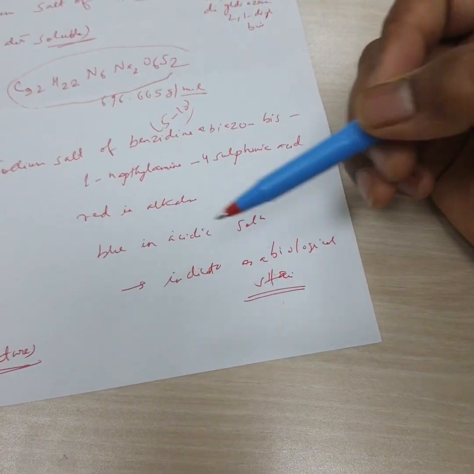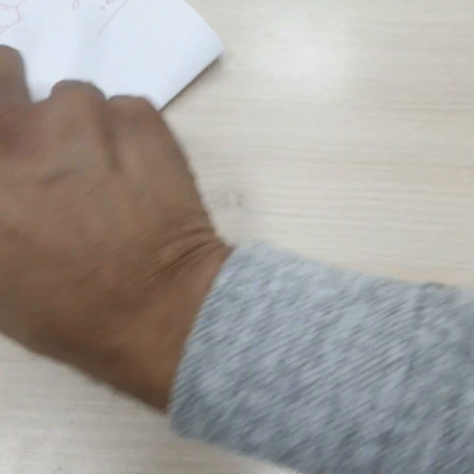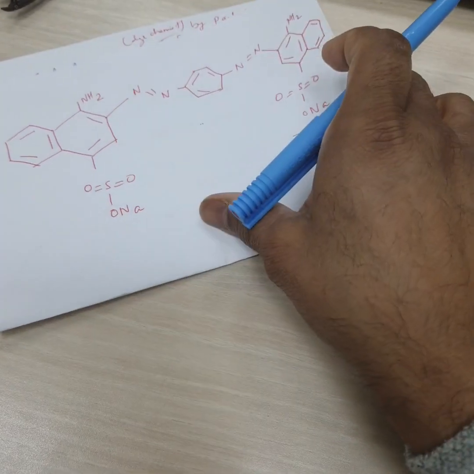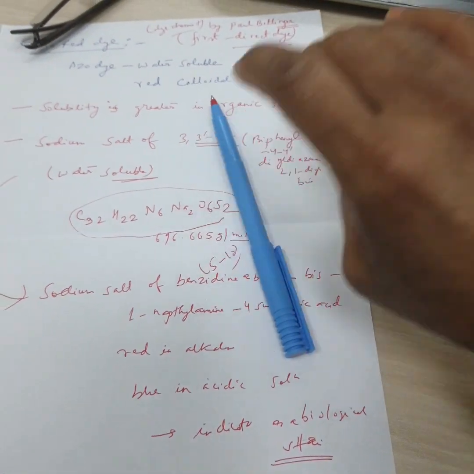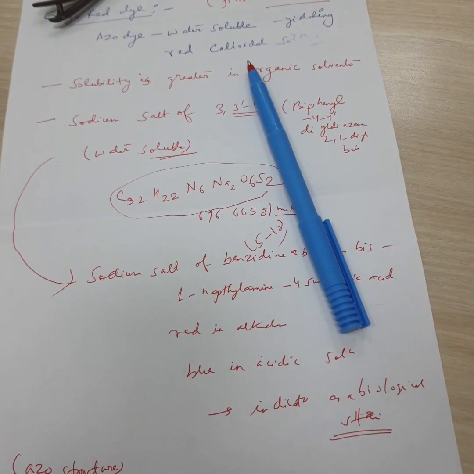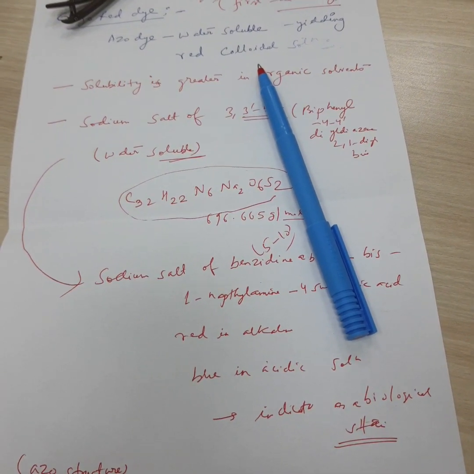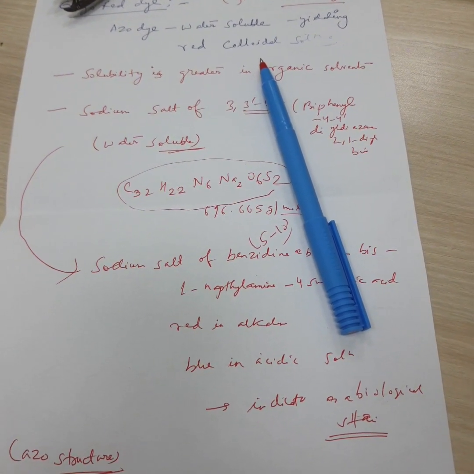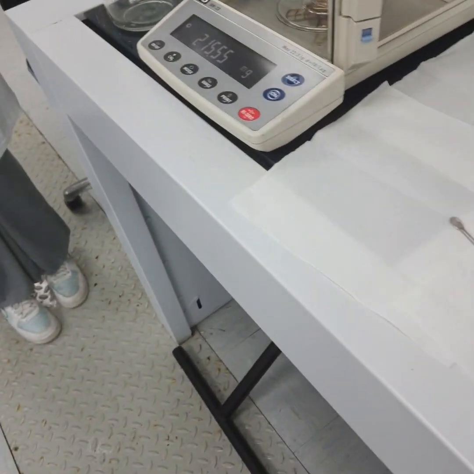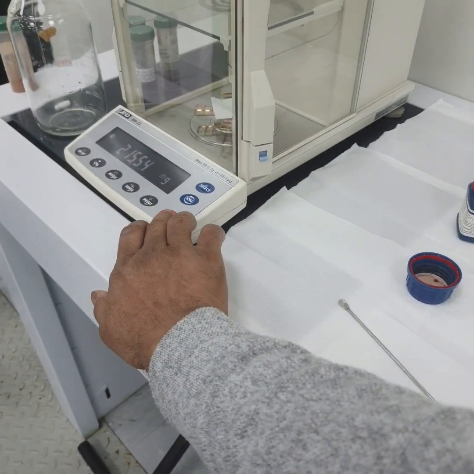It is an indicator and a biological stain, and you can see the structure is complex. Let's see how we perform the calibration of the Congo Red dye in the laboratory using our UV-visible spectrophotometer. We have earlier seen a lot of videos on my channel related to calibration. We are going to learn the calibration of the anionic dye Congo Red, so let's start first of all with the weighing.